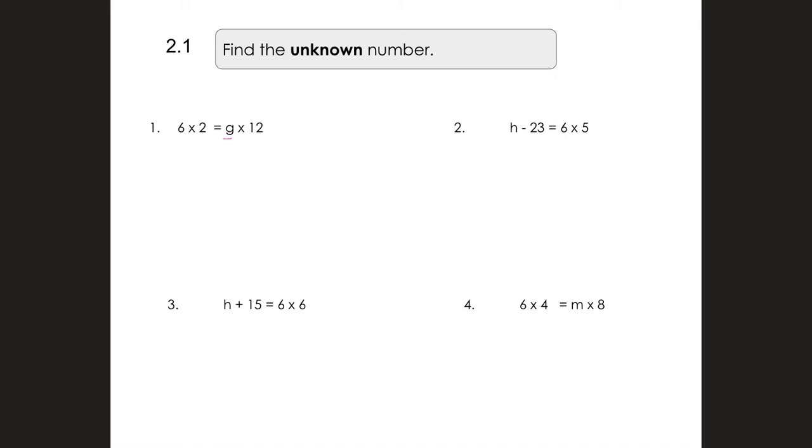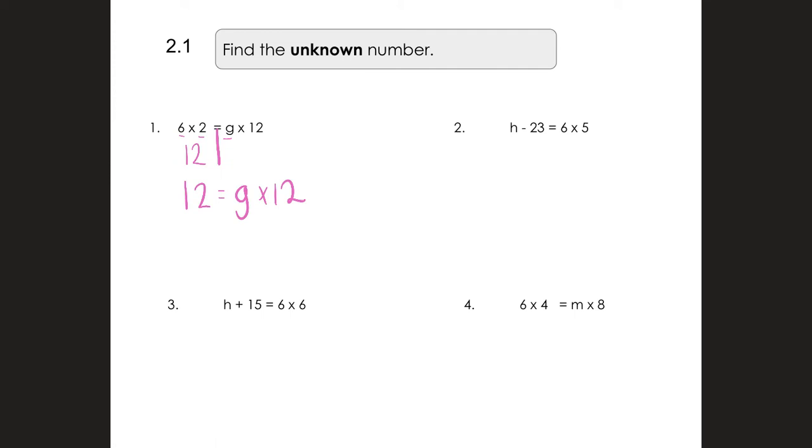What do I know? Well, I know that if I see an equal sign, both sides have to equal the same number. So on the side that has both numbers and an operation, I can solve for this side. 6 times 2 is 12. The other side must also equal 12. So let me write this in a different way. I have 12 equals G times 12.